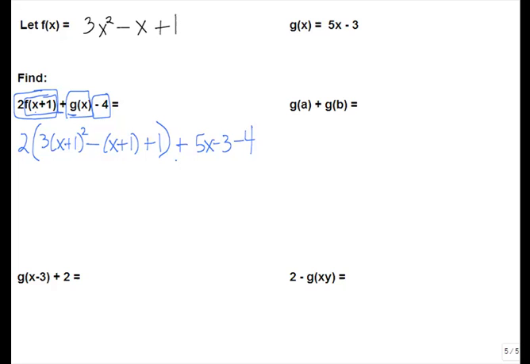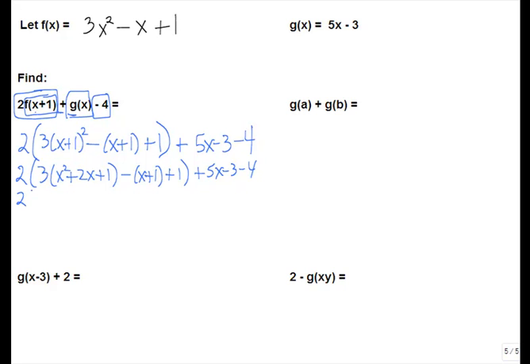So thinking in terms of order of operations, we want to start inside the parentheses first, and then within those parentheses we want to do the exponent first. So we need to square out x plus 1. Remember, when you square x plus 1, that means FOIL. So we're going to get, let me recopy my 2 and my 3. When I square out x plus 1, we get x squared, we get a middle term of 2x, and we get that plus 1 on the end. Then I have my minus x plus 1 and my other plus 1. So all we've done so far is our exponent.